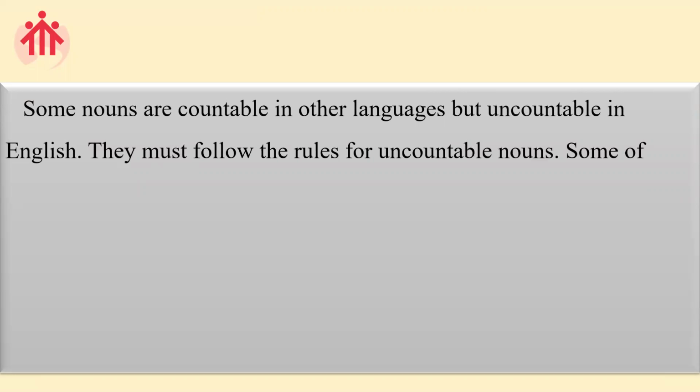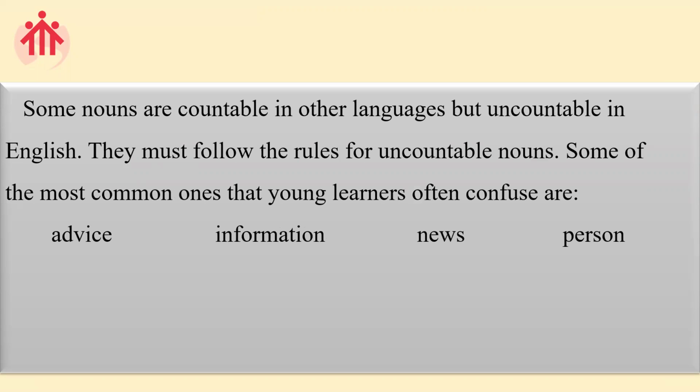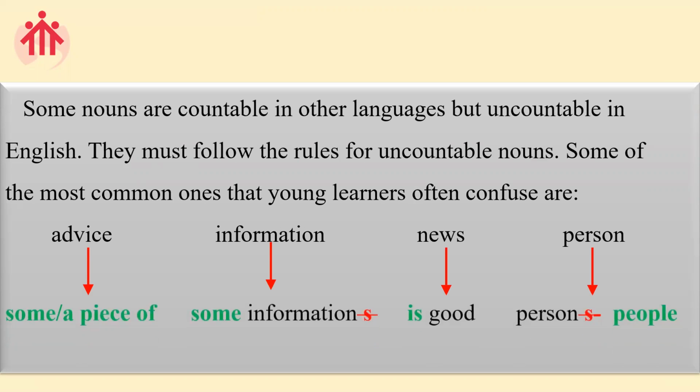Some nouns are countable in other languages, but uncountable in English. So they must follow the rules for uncountable nouns. Some of the most common ones that young learners often confuse are advice, information, news, person. We don't say one advice or two advices, but we say some advice, a piece of advice. Information never takes S, but we say some information.